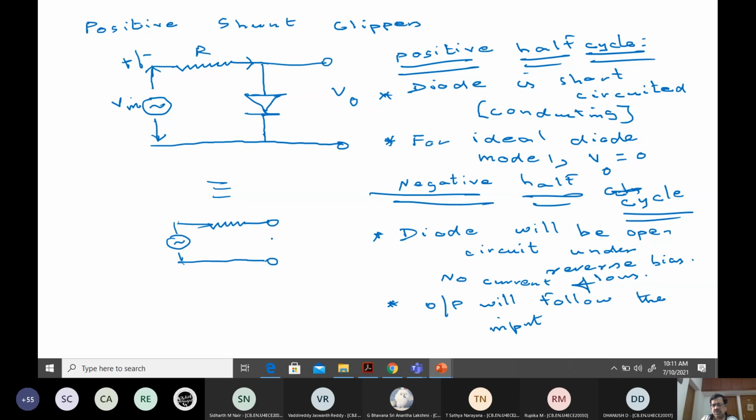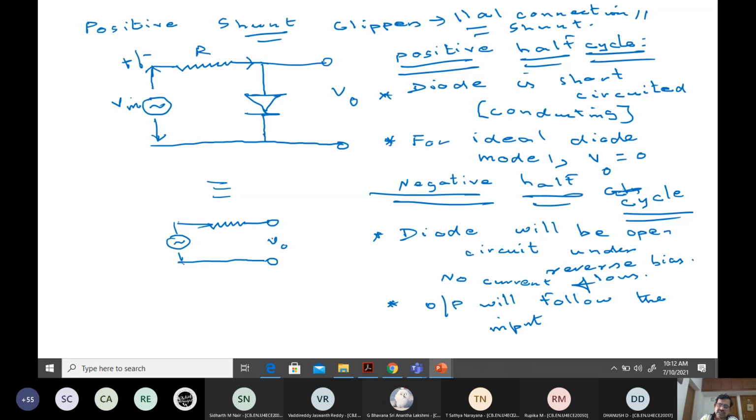So all the input will be seen in the output. And why did I use the word shunt? The shunt always refers to the connection of the diode to the output and the input. You can see it's a parallel connection. That is why the word shunt comes.